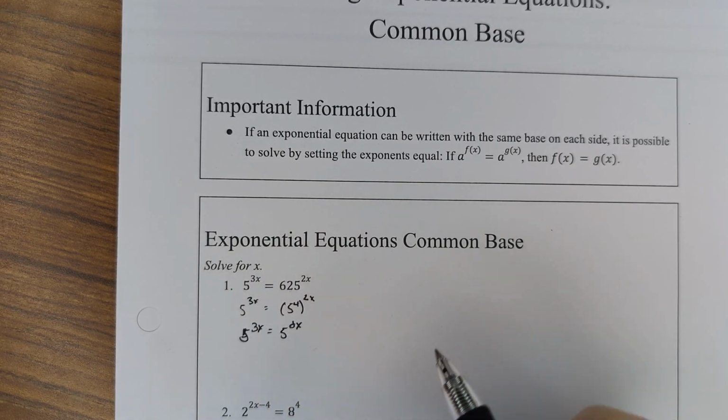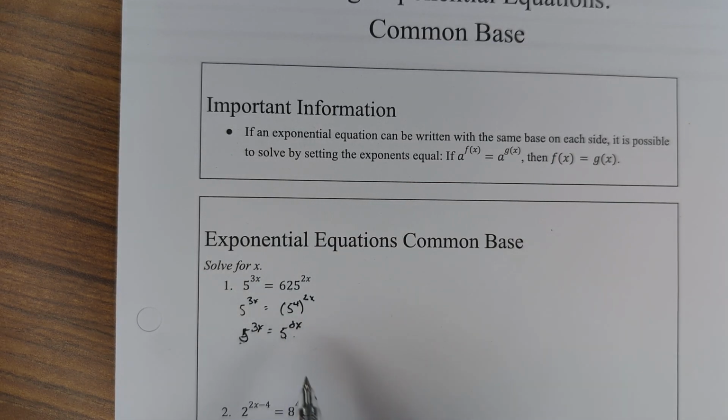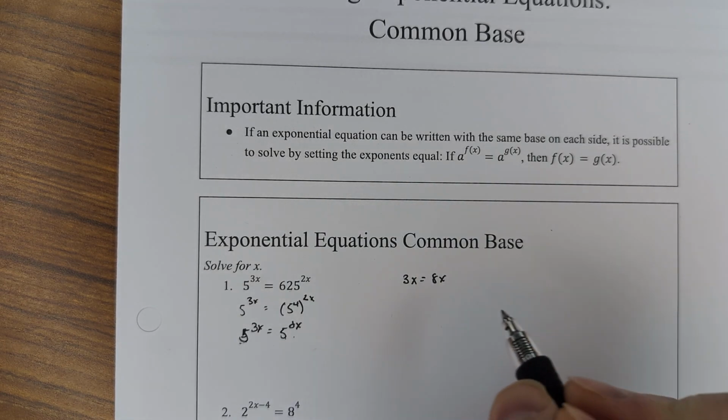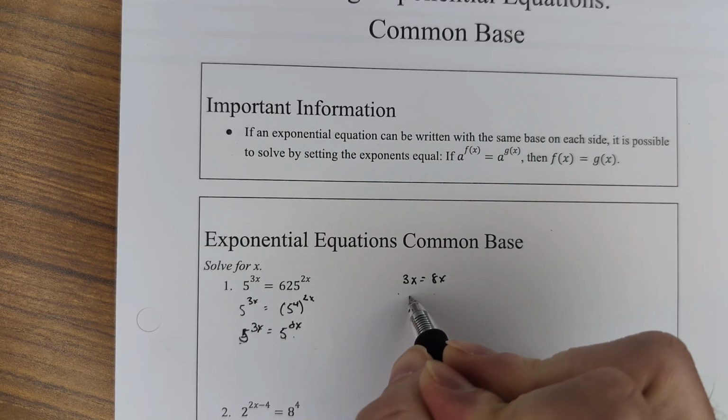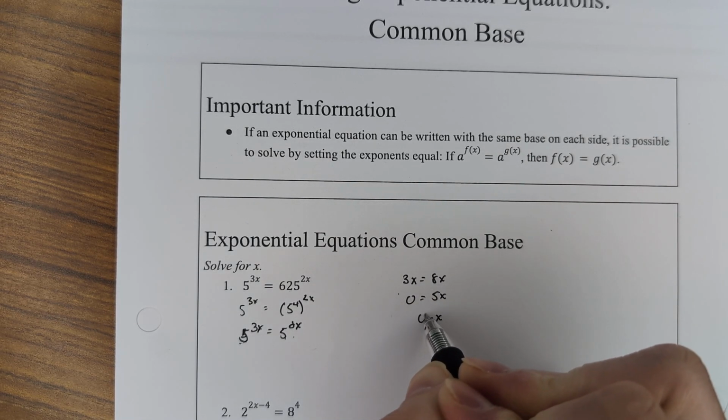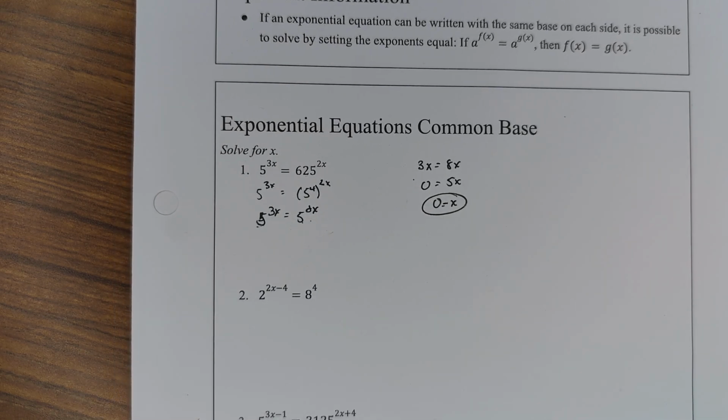5 to the 8x. Now, because my bases are the same, I know that my exponents must be the same, so I can just pull the exponents out separately and solve. I'll bring the 3x across, so subtract it and divide everybody by 5. The solution would be x is 0.